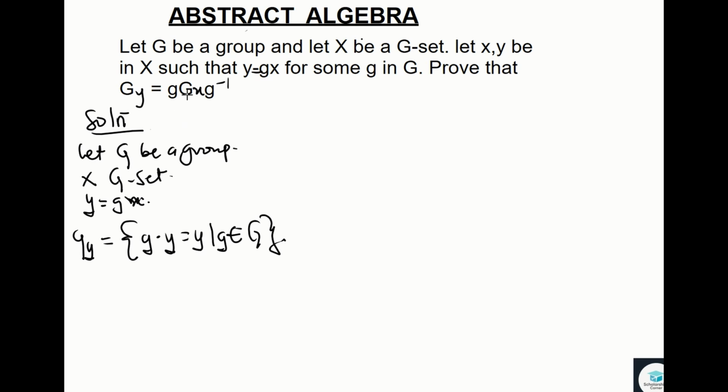The same applies to G_x, the stabilizer of x, which is the set of all h in G such that h composed with x retains x the same, where h is from the group G. This is also a set. Now let's look at the trick in solving such a question.